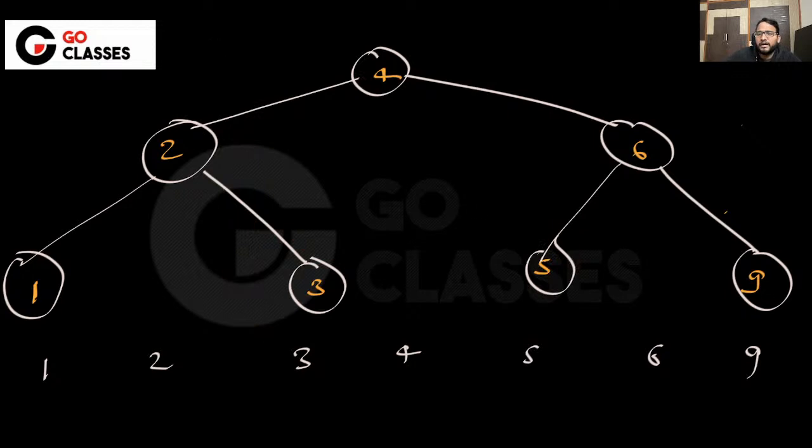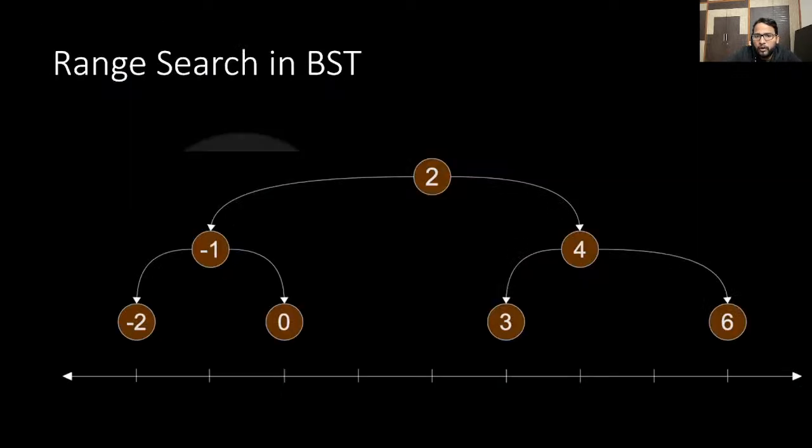What do I mean by that? Let me just tell you. Let's suppose this is your binary search tree, and you want to search for some range. I want to have a range search in a binary search tree. You could be having any range. Let me take some range, let's suppose 0 to 4. Let's suppose this is the range that you have.